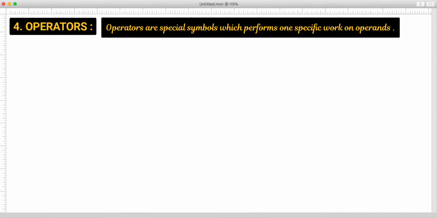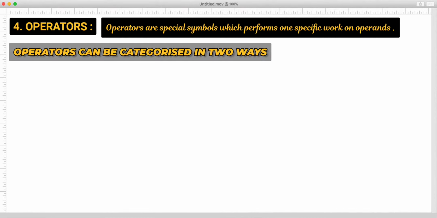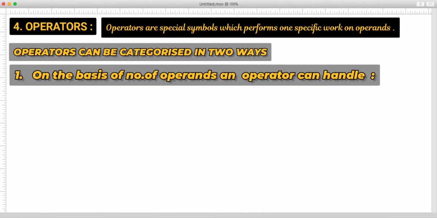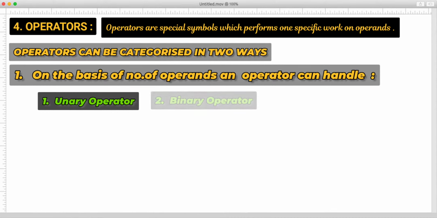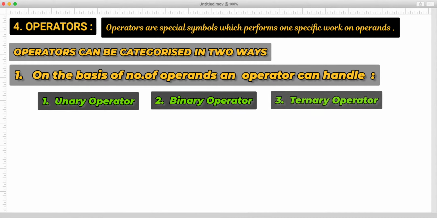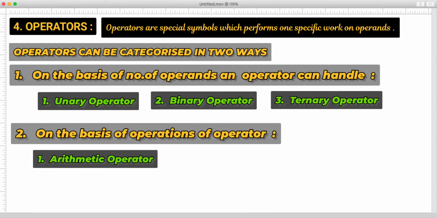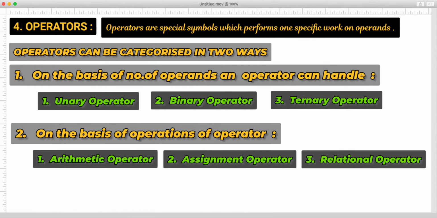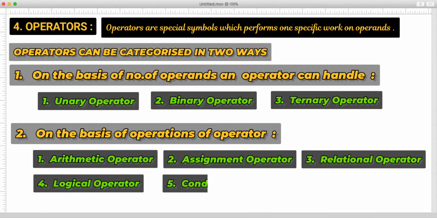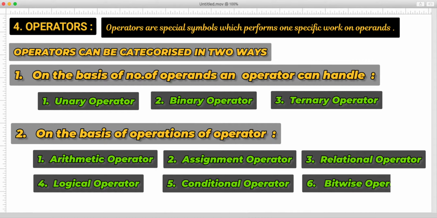On the basis of the number of operands an operator can handle, operators are classified as unary operator, binary operator, and ternary operator. Similarly, on the basis of the work they perform, operators are classified as arithmetic operator, assignment operator, relational or comparison operator, logical operator, conditional operator, and lastly bitwise operator.